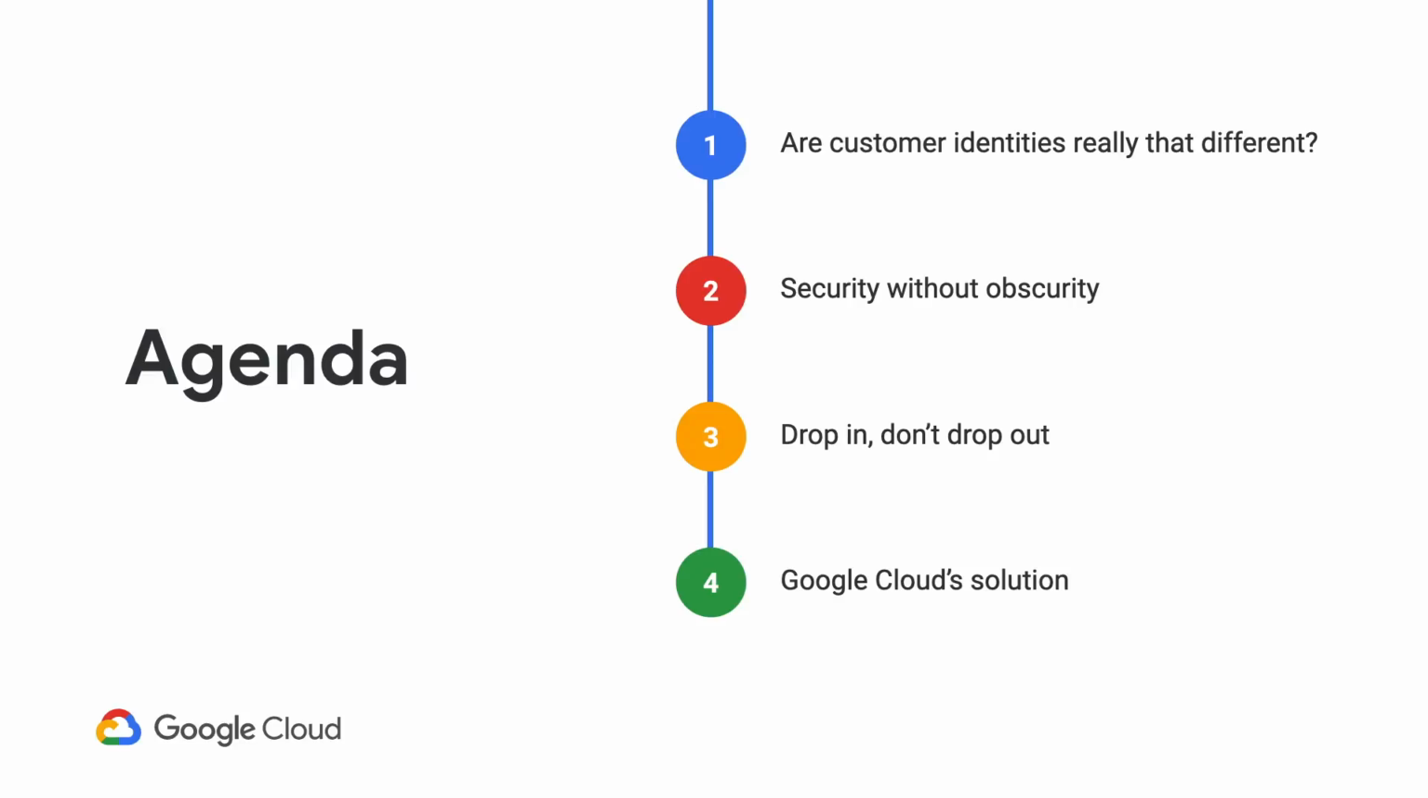So we'll talk about, are customer identities really that different? Adding security to your application without adding obscurity. Dropping in SDKs rather than dropping out because of all the complexity. And then we'll talk more in detail about Google's cloud solution called CICP.